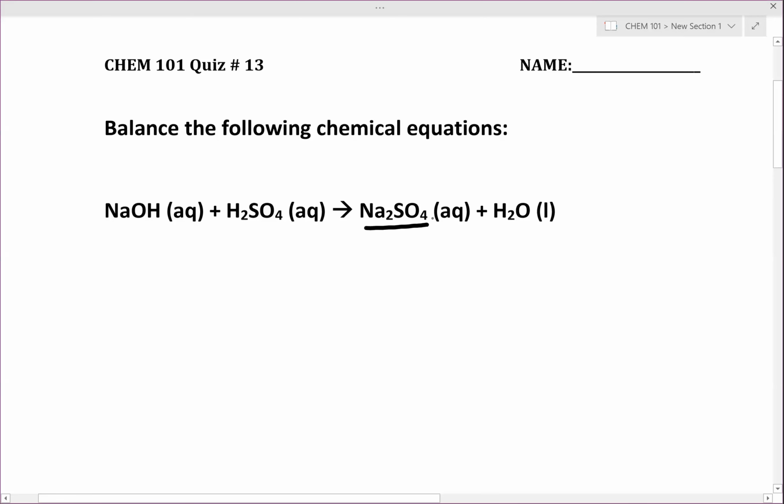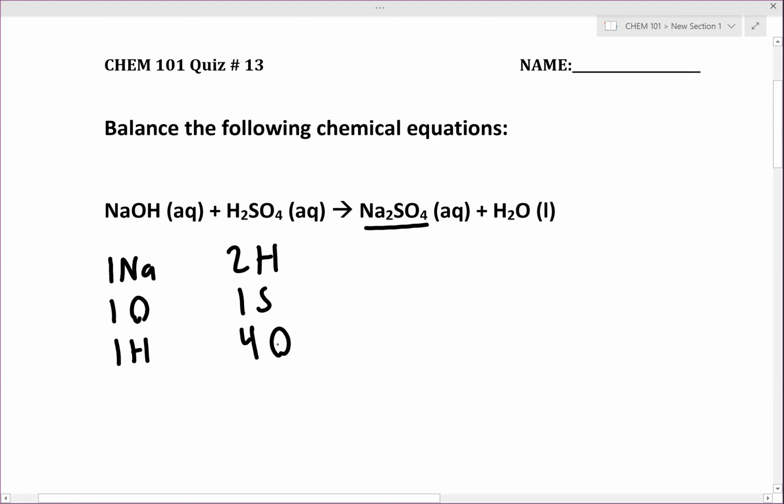salt here. So let's do an inventory of all of the atoms of each element, and let's see why this salt is critically important. So we have 1 sodium, 1 oxygen, and 1 hydrogen in sodium hydroxide. How many hydrogens do we have in sulfuric acid? 2. Okay, we have 2 hydrogens, 1 sulfur, and 4 oxygens.